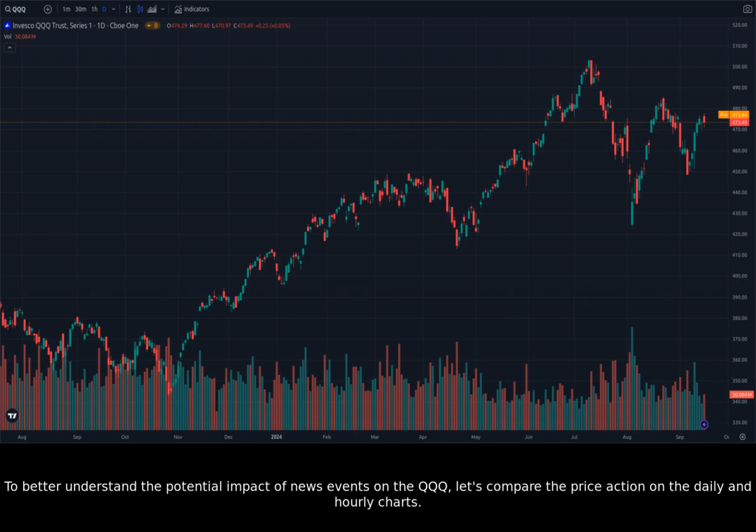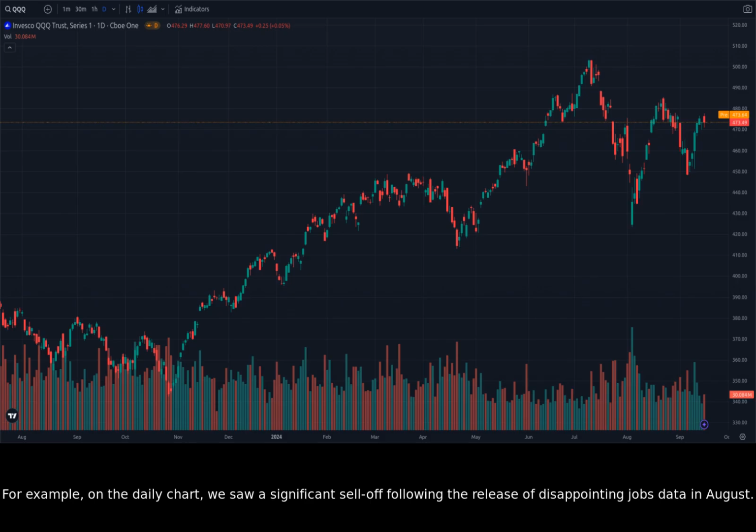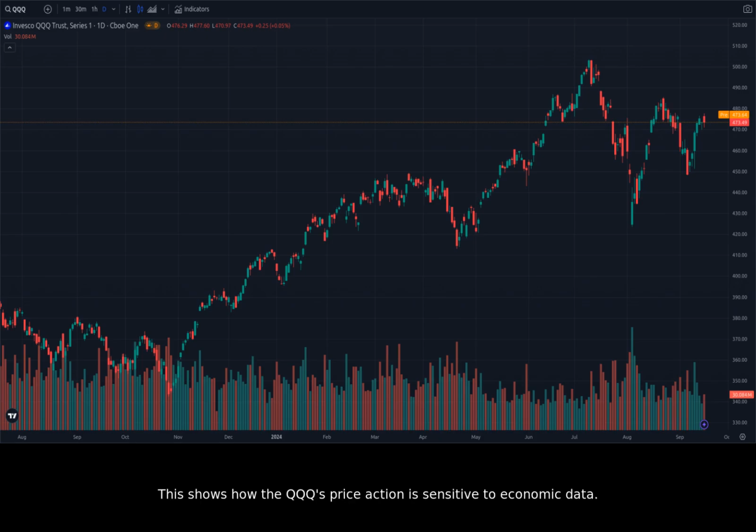daily and hourly charts. We see a clear correlation between the news and the chart data. For example, on the daily chart, we saw a significant sell-off following the release of disappointing jobs data in August. This sell-off was short-lived, however, as the market quickly rebounded on more constructive data releases. This shows how the QQQ's price action is sensitive to economic data.